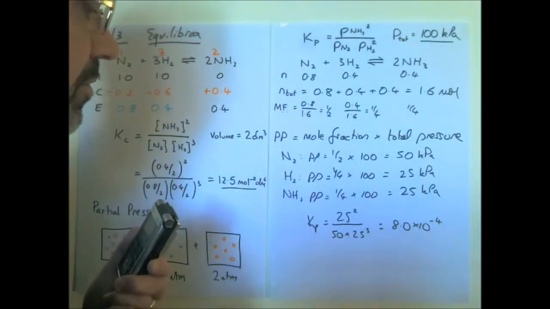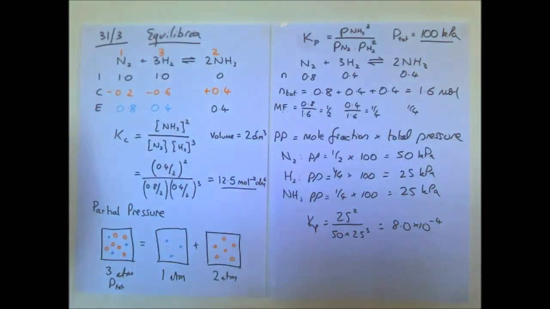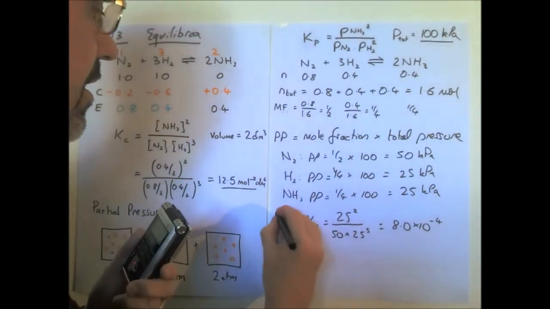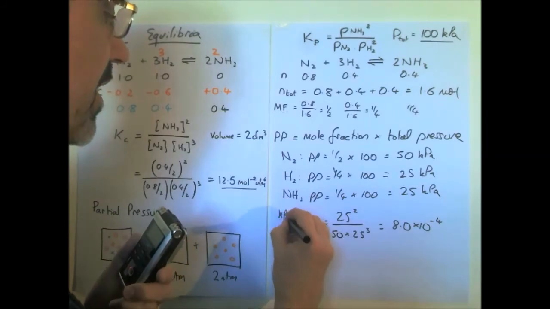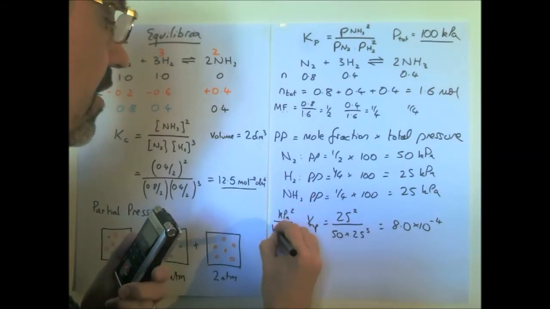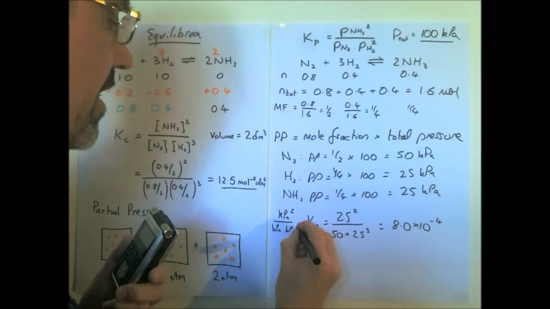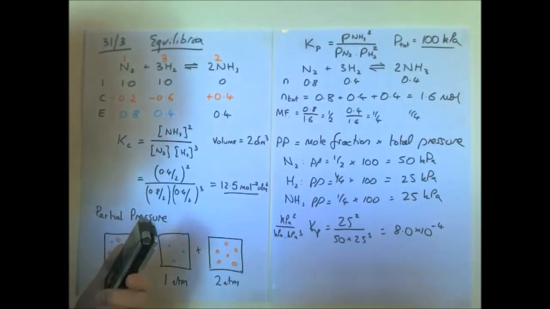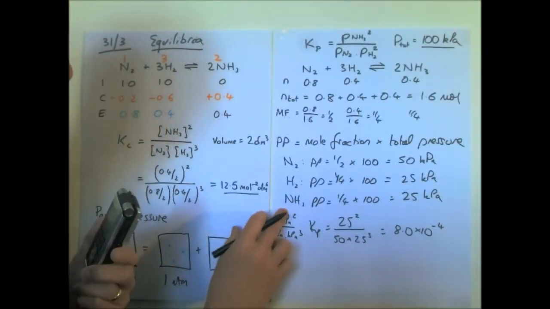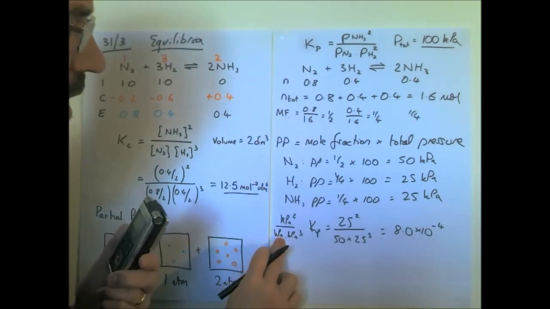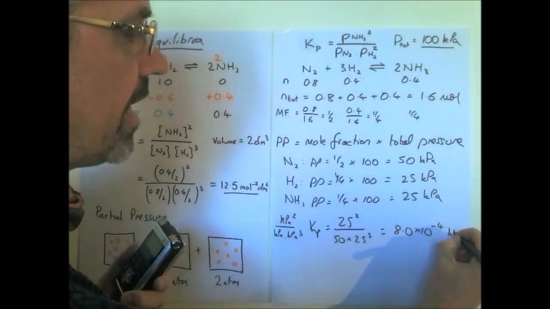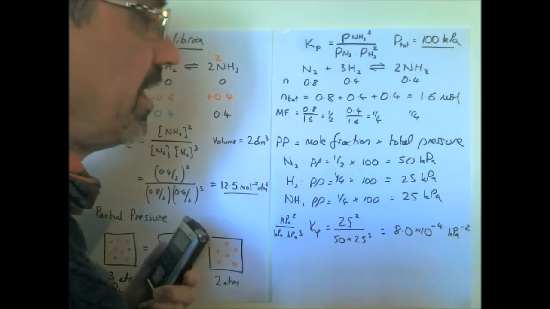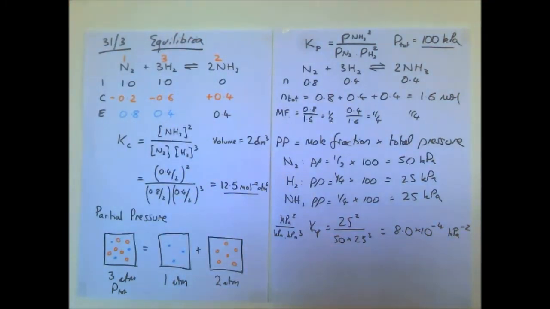Units, well, units would be kPa squared over kPa times kPa cubed, which is 1 over kPa squared. So that's kPa to the minus 2.